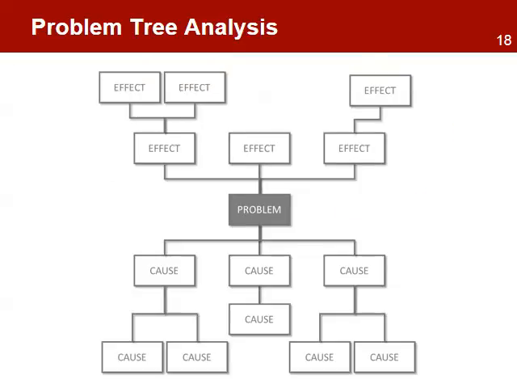The final step in the problem tree analysis is to review the diagram and verify its validity and completeness by asking participants if there are other causes or effects that may have not been mentioned yet, and if so, then define and include them at an appropriate place in the diagram.